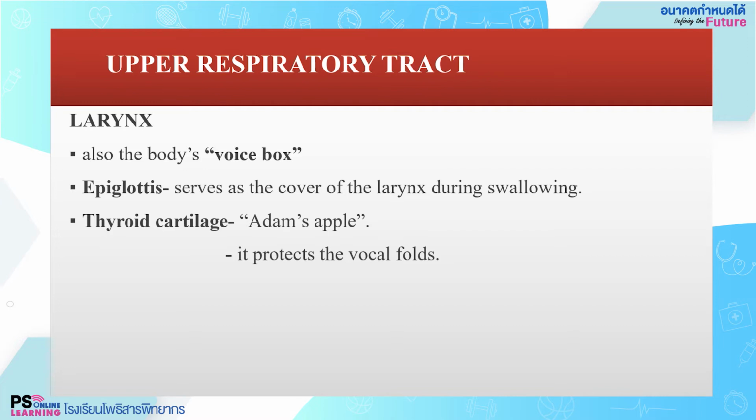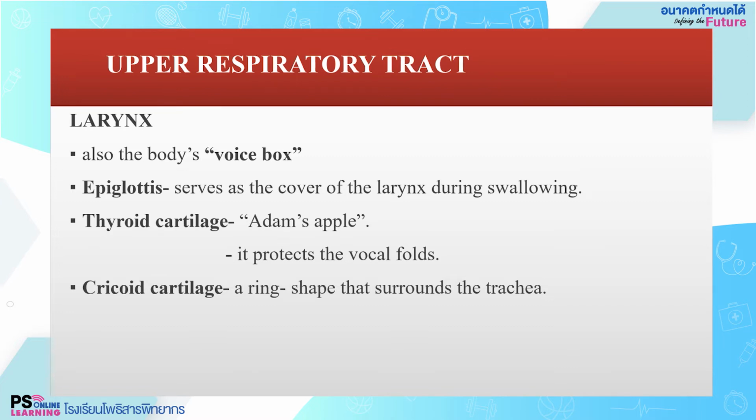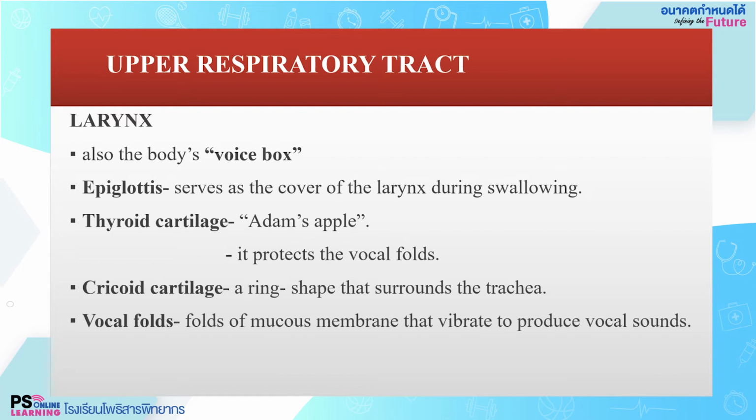Then inferior to the thyroid cartilage is the cricoid cartilage. It is ring-shaped and surrounds the trachea. It holds the opening of the larynx and supports its posterior end. And the larynx also has vocal folds. When we say vocal folds, these are folds of mucous membrane that vibrate to produce vocal sounds. So that's what the larynx is all about.